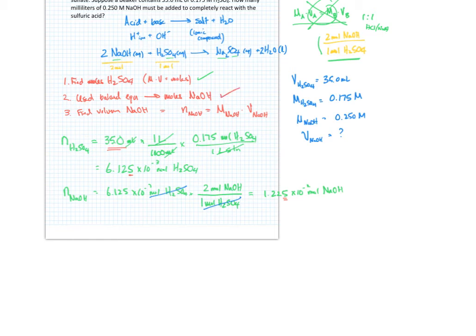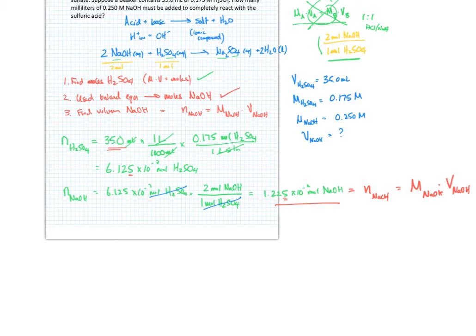My last step is find the volume of NaOH. And this is where I do things a little bit differently than the way the book might do it. And hopefully this simplifies it a little bit. So this is equal to number of moles NaOH. But we know that that's equal to the molarity of NaOH times the volume of NaOH. That number is the number of moles of NaOH, and that's equal to molarity times volume. Molarity times volume always gives you number of moles.